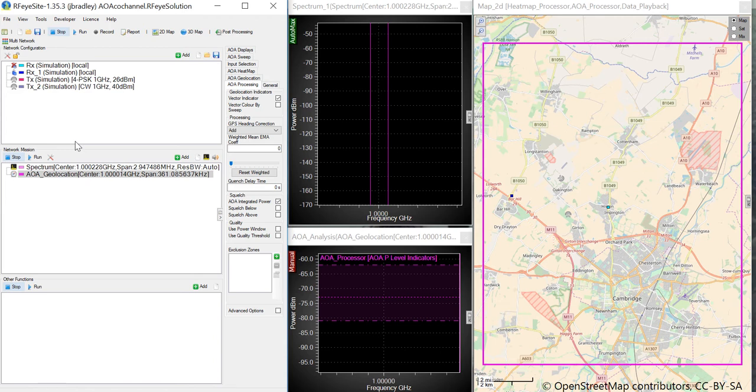Hi, I'm going to talk a little bit here about the use of an array system for performing direction finding, a very common tool which is used by regulators and military and commercial entities for tracking sources of various transmitters. We're using the RFeye site software, which has a wonderful function to also act as a simulator.